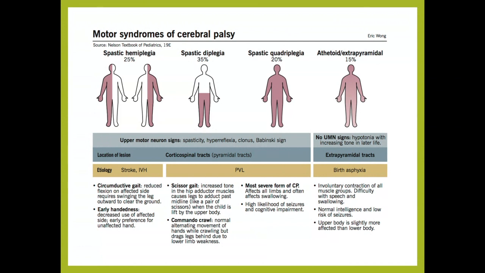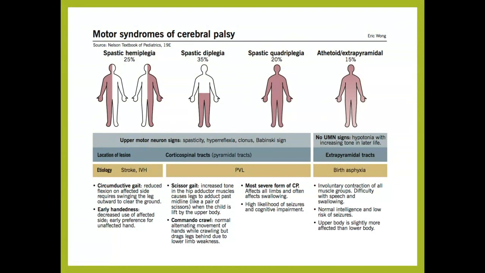Spastic quadriplegia means that all limbs are involved, and it's the most severe form of cerebral palsy, and is often associated with problems with swallowing, cognitive impairment, and seizures. And this usually means that there's diffuse involvement of the cerebral cortex bilaterally.